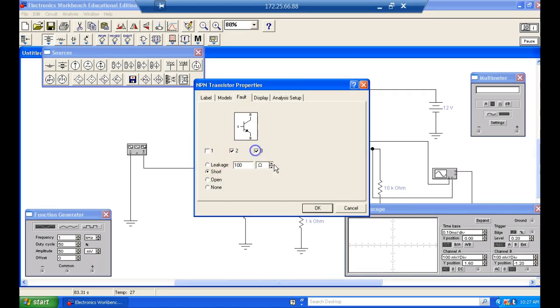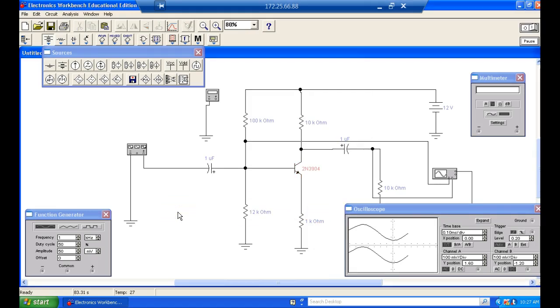Okay, so let's short 2 and 3, which would be our base to emitter. What's this going to happen to our base voltage? Is it going to go up or go down? 50-50 chance. We did collector to base. Now we're doing base to emitter.